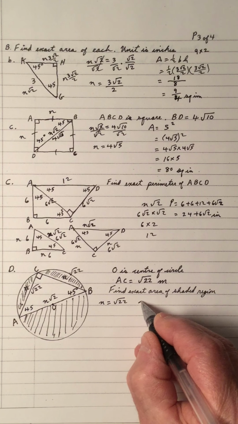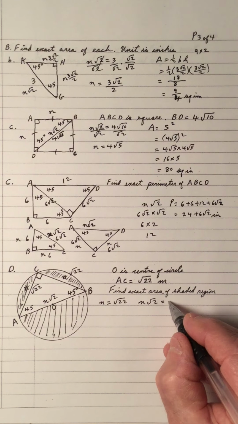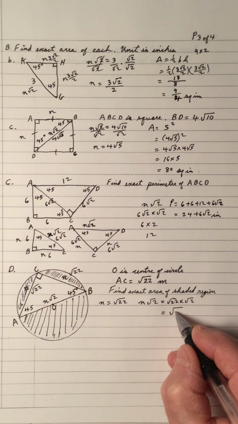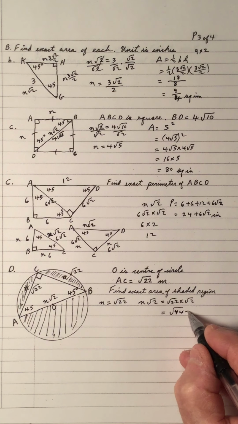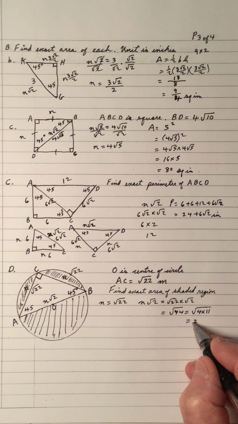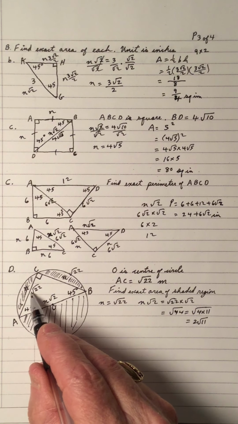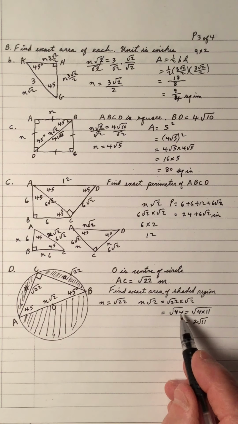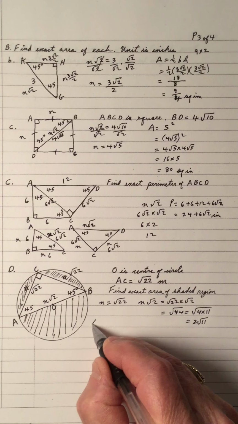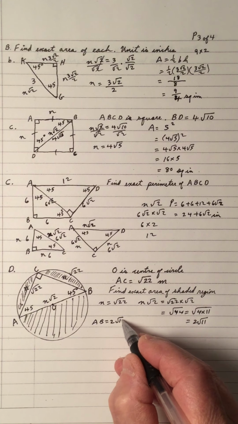I better work that out. N root 2: N is root 22, so it's root 22 times root 2. So that's the root of 44, which is 4 times 11, which is 2 root 11. So again, N is root 22, so root 22 times root 2, there's the workings. That means that AB is equal to 2 root 11.